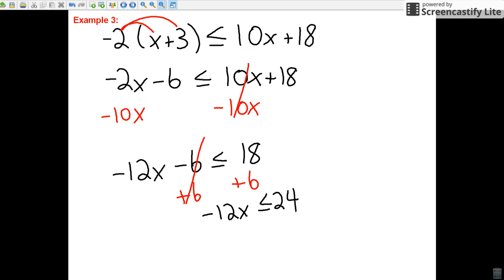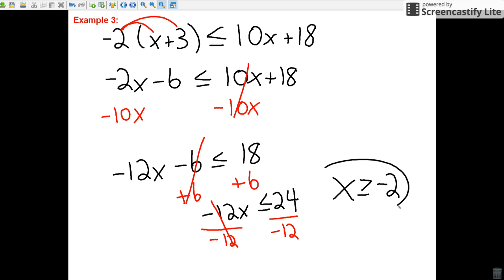I'm running out of room, but as we have a negative 12 here, we will divide both sides by negative 12, remembering to flip our sign, leaving us with x is greater than or equal to negative 2.